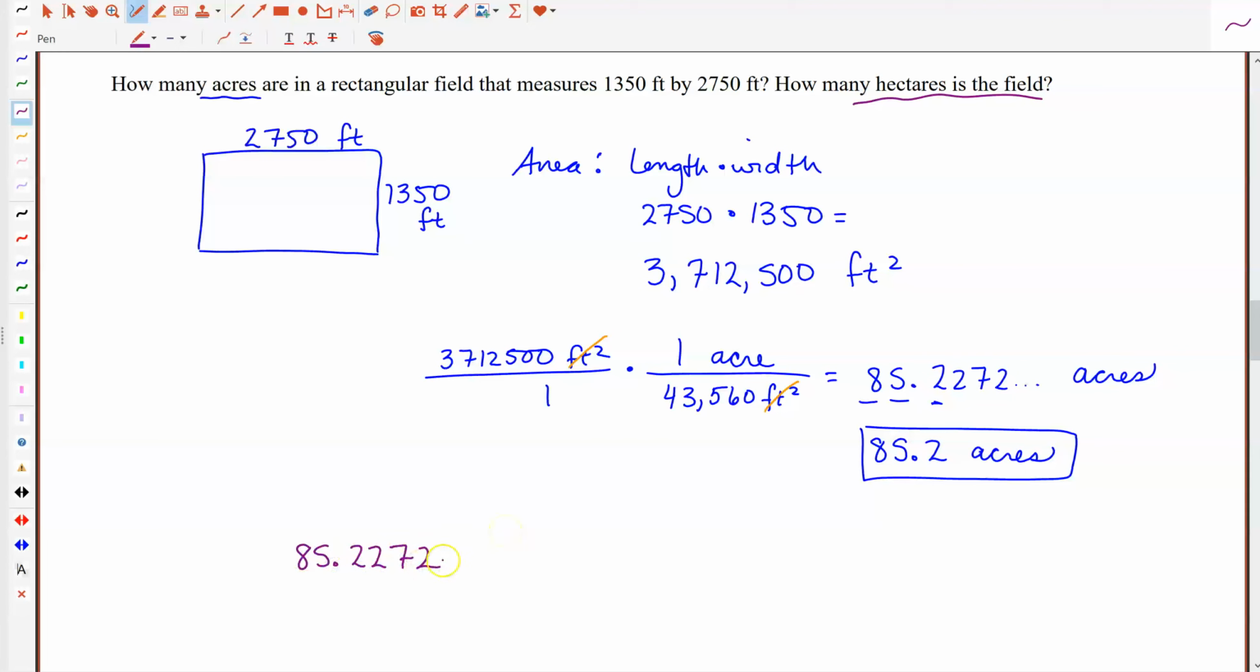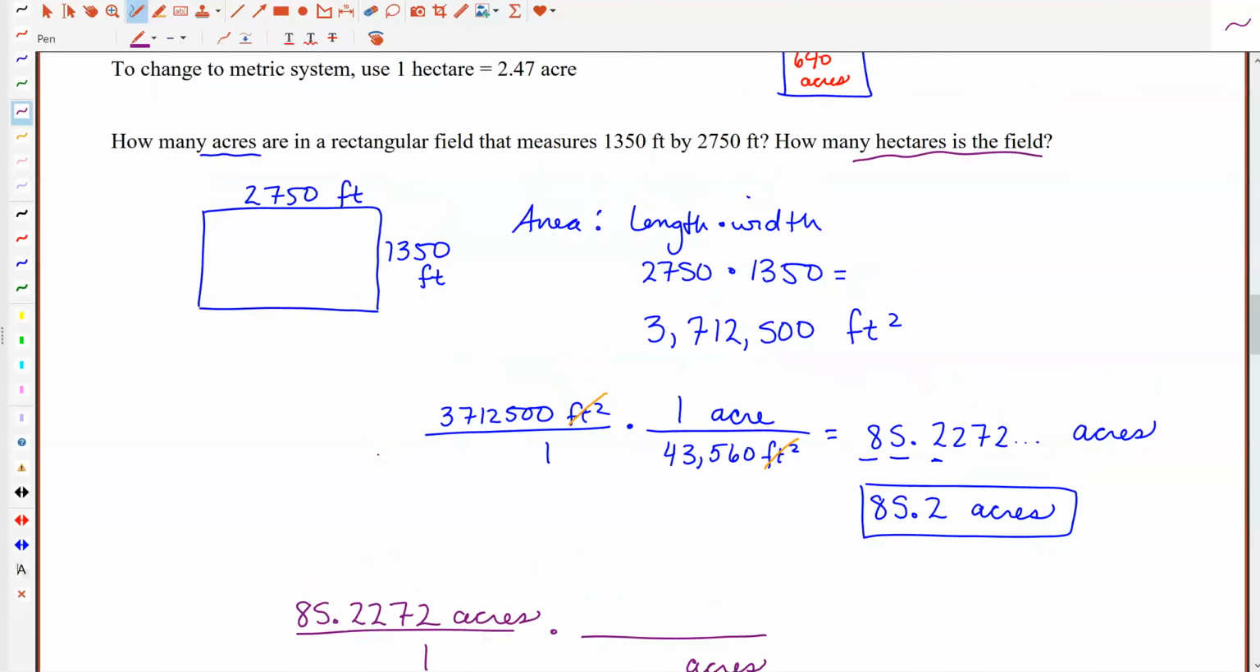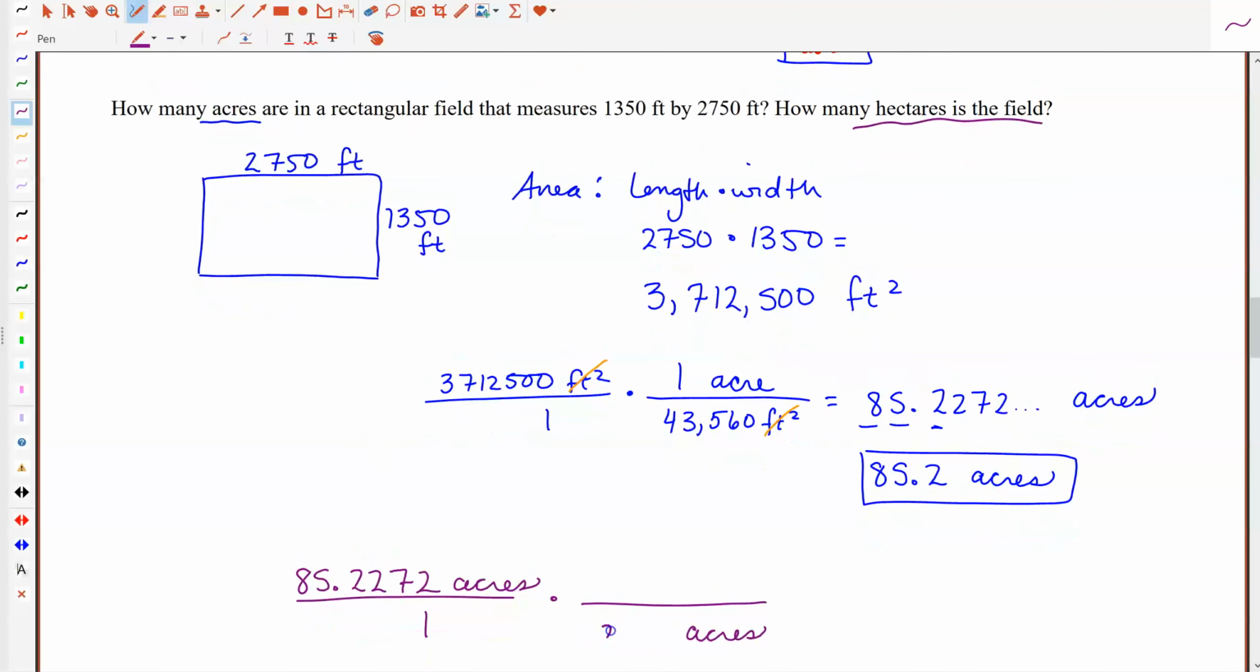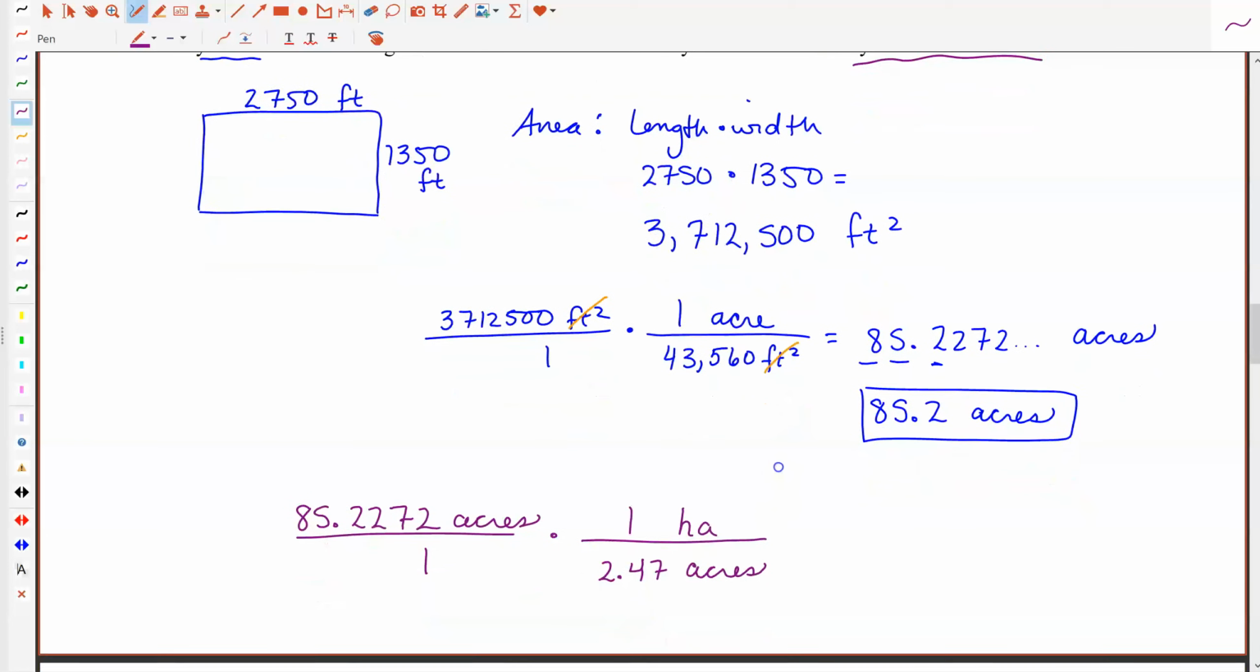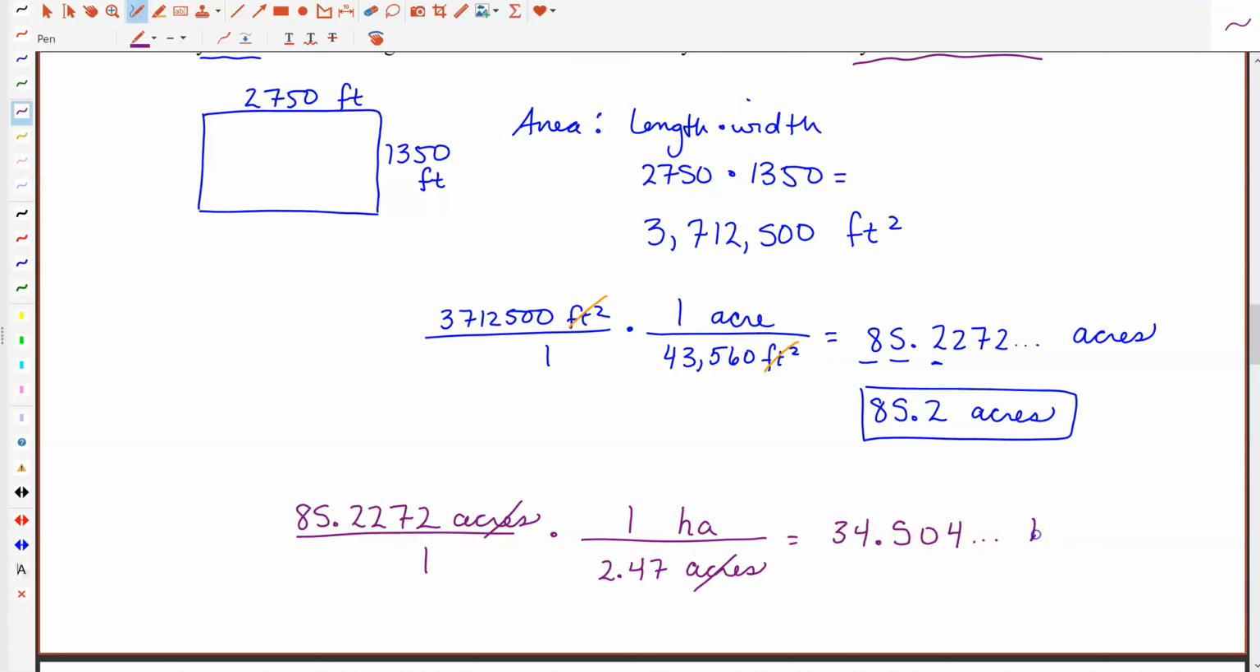So I'm going to keep the answer without so much rounding, so the 85.2272, just to keep a couple more decimal places. This would be the answer in acres. I'll put that over 1. I'm trying to get out of acres, so that's going to go on the diagonal. And then the relationship is there's 2.47 acres in 1 hectare. The acres on the diagonals will cancel. So then I want to do my 85.2272 divided by 2.47, and I got 34.504, and there's a couple numbers after that.